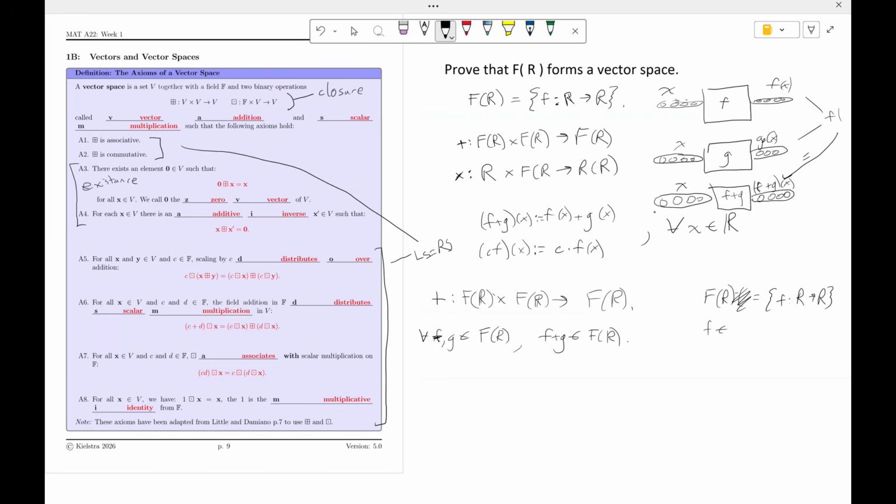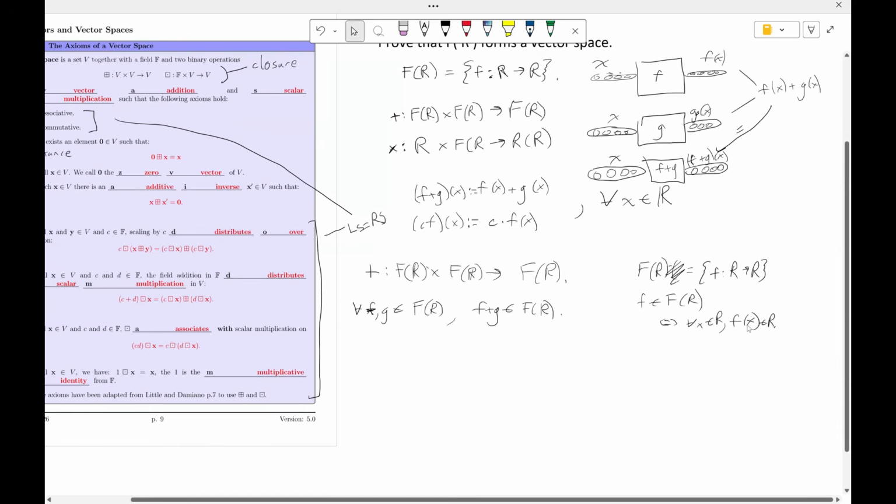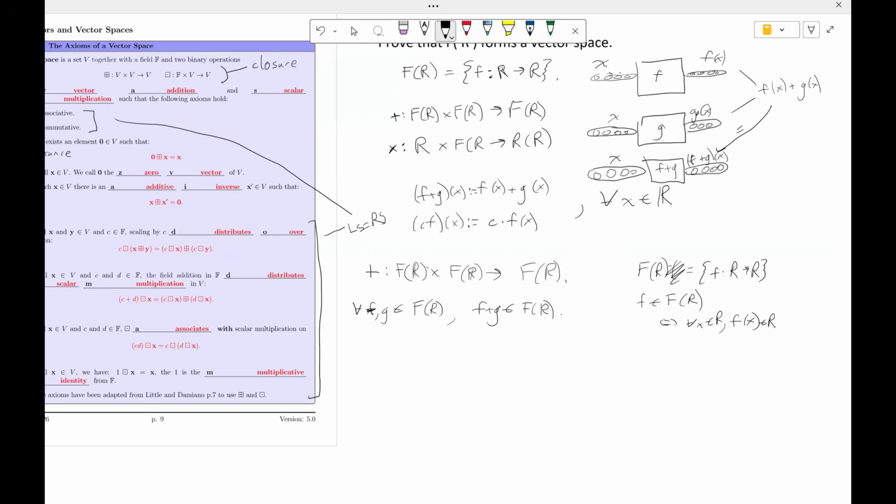Well, what does it mean to be a function that maps R to R? f is in F(R) if and only if, for all x in R, f(x) is in R. So what we need to do is show that if both my functions f and g satisfy that all real numbers have an output that's a real number, then the function f plus g takes in all inputs and outputs real numbers. So we want to let f and g be in F(R), and we want to show that f plus g is in F(R). So let's go through the proof.